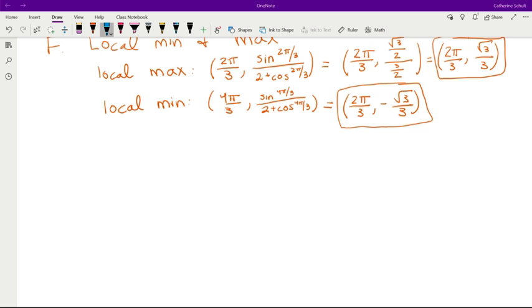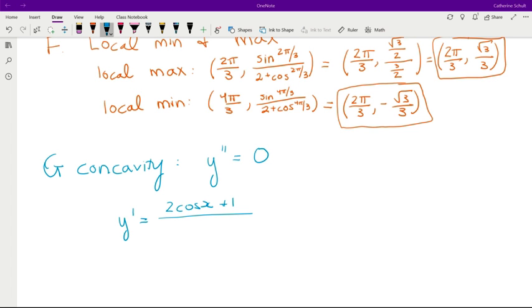Last thing is we're going to talk about concavity. And that happens when our double derivative is positive or negative. So let's figure out the zeros of the double derivative to figure out where it's positive and negative. All right, so we have this y prime function. And we're glad we simplified it, even though sometimes it takes a little bit longer to simplify. It's always worth it in the long run.